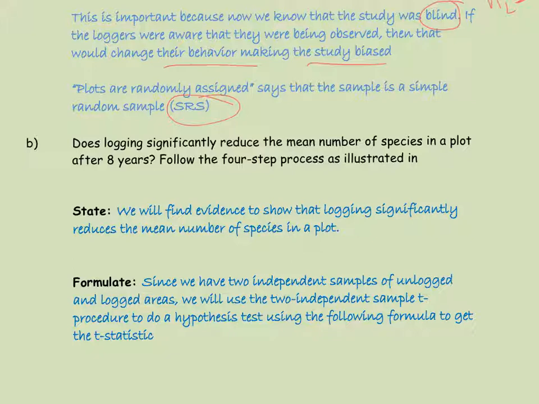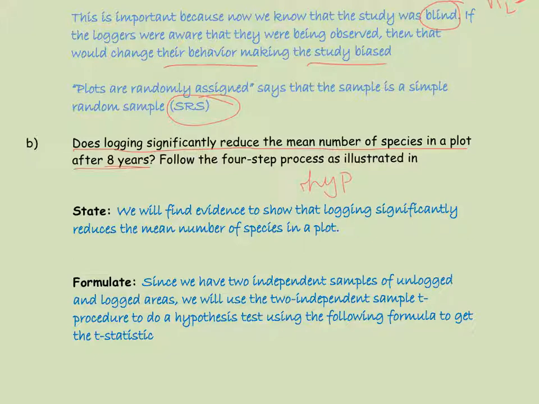The question here says, does logging significantly reduce the mean number of species in a plot after 8 years? So we follow the 4-step process. Here we are not constructing a confidence interval because we are not estimating a mean. We're doing a hypothesis test because we're answering the question, does logging significantly reduce the mean number of species? So this is a hypothesis test.